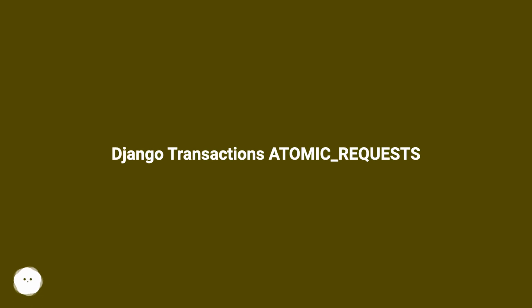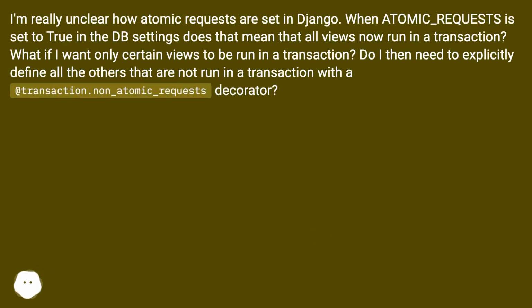Django transactions: ATOMIC_REQUESTS. I'm really unclear how ATOMIC_REQUESTS is set in Django. When ATOMIC_REQUESTS is set to True in the DB settings, does that mean that all views now run in a transaction? What if I want only certain views to be run in a transaction? Do I then need to explicitly define all the others that are not run in a transaction with a transaction.non_atomic_requests decorator?